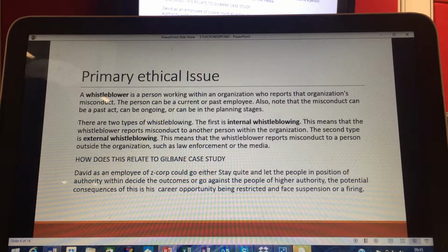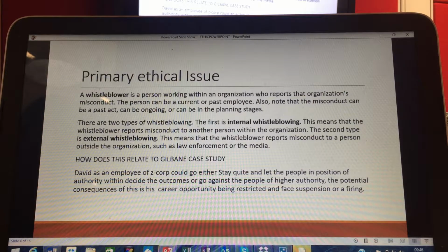There are 2 types of whistleblowing. The first is internal whistleblowing. This means that the whistleblower reports misconduct to another person within the organization. The second type is external. This means that the whistleblower reports misconduct to a person outside the organization, such as law enforcement or the media.